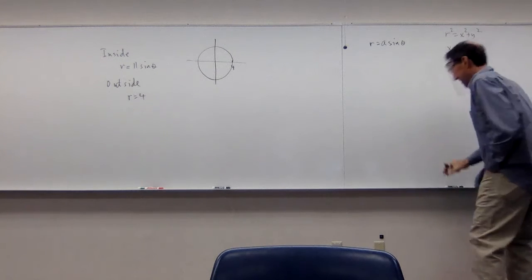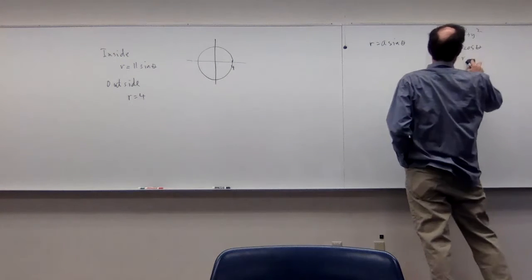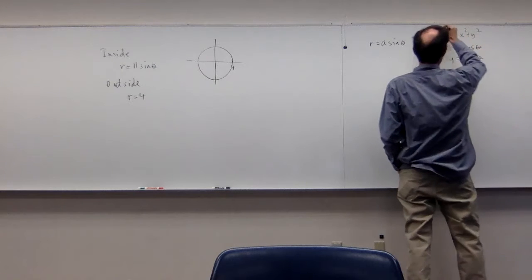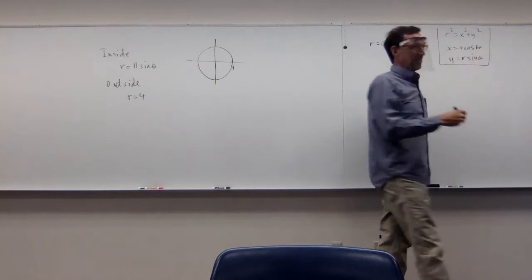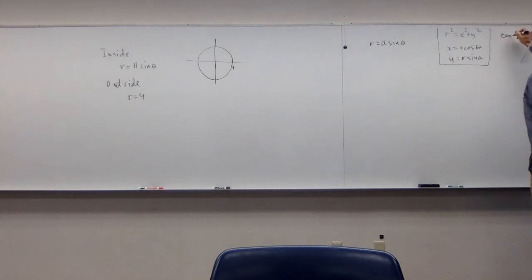Sine theta. So these are the relationships. And next week when you take the exam, you have to know those. It's going to be miserable if you don't know those relationships. We can even write another one. We don't use it all that often, but tangent theta is y over x.